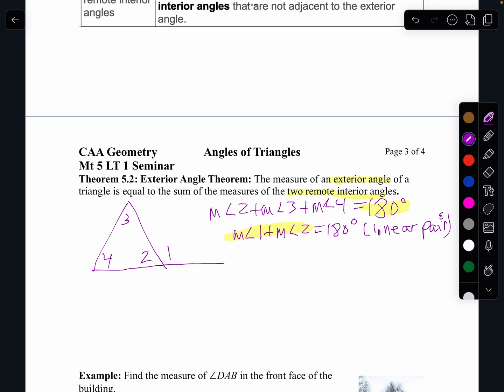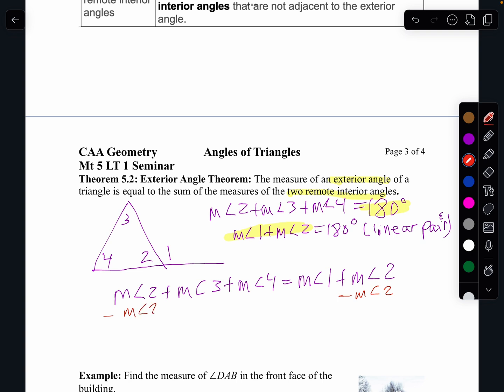So now I'm going to say, need a little bit more room here, so I'm going to write it over here. The measure of angle 2 plus the measure of angle 3 plus the measure of angle 4 equals the measure of angle 1 plus the measure of angle 2. Notice I've got the measure of angle 2 on both sides. I can subtract that off. That's your subtraction property of equality.